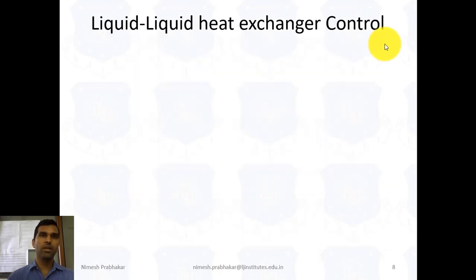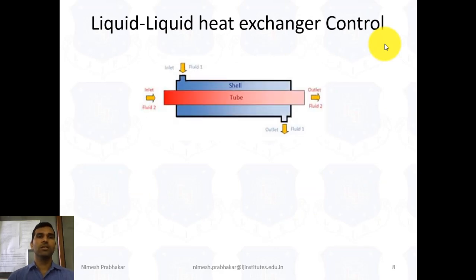Now, liquid to liquid heat exchanger control. See, this is the second type of heat exchanger. It is also known as a tube-in-tube heat exchanger. That means here one liquid exchanges energy with the other liquid. Here one liquid flows in this tube and a second liquid flows surrounding this tube also. So this is called tube in tube.